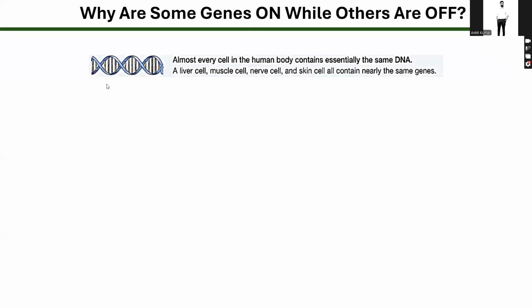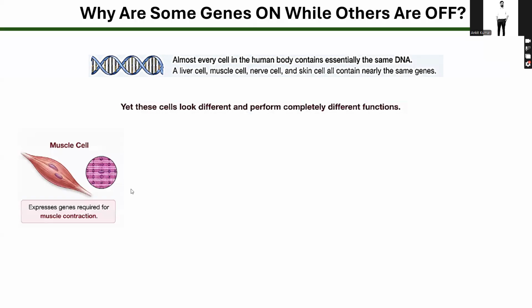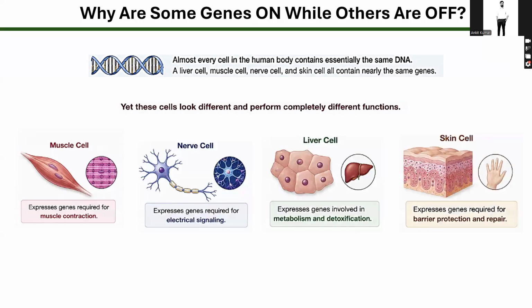Now coming to the next part, why are some genes on while others are off? As I have told you, this is one of the most important questions in cell biology. Almost every cell in the human body contains essentially the same DNA, like liver cells, muscle cells, nerve cells, all of these cells contain the same genes. Yet these cells look different and perform different functions. But the question is why?